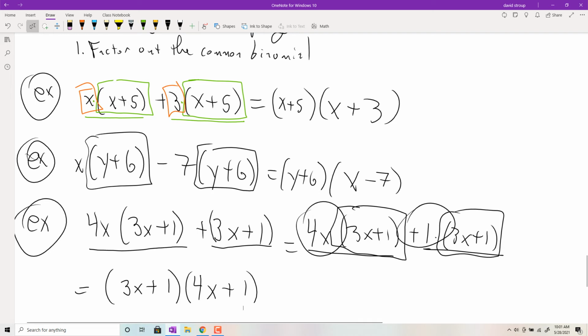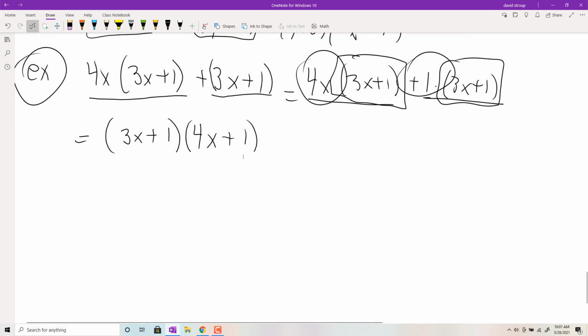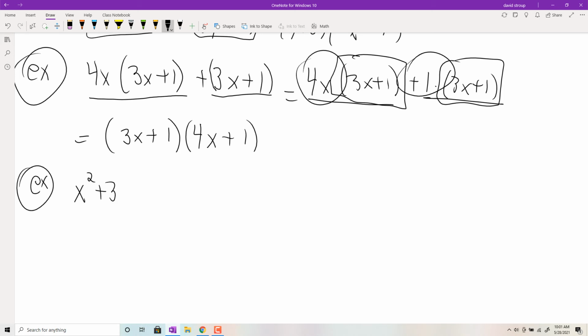Okay, so these first problems are a little easier because they're kind of already set up for you. And in the real world, they're not going to be like that, right? They're going to be kind of in their natural habitat, they'll look more like this example. So x squared plus 3x plus 5x plus 15.